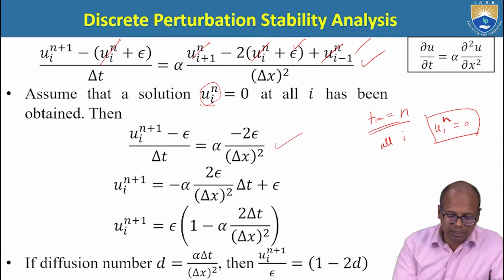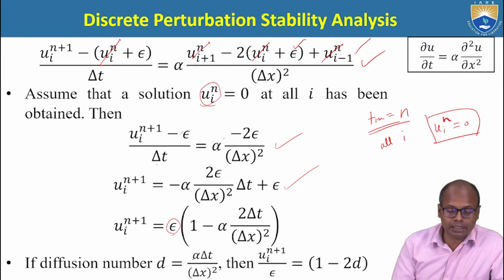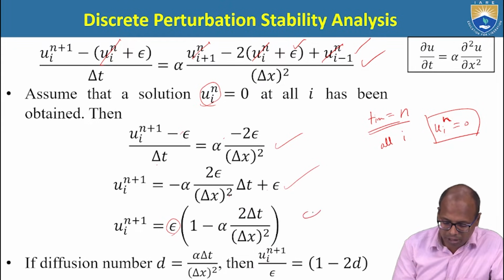Now if I rearrange this, delta t will go this side and this epsilon will come this side. So it will come like 2 epsilon alpha by delta x square into delta t. If I take the epsilon outside, what I will get is 1 minus alpha into 2 delta t by delta x whole square. Now what I am doing is I am considering this, not the 2, I am taking alpha delta t by delta x square.